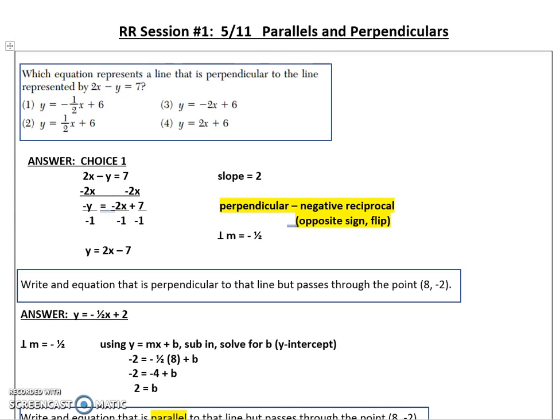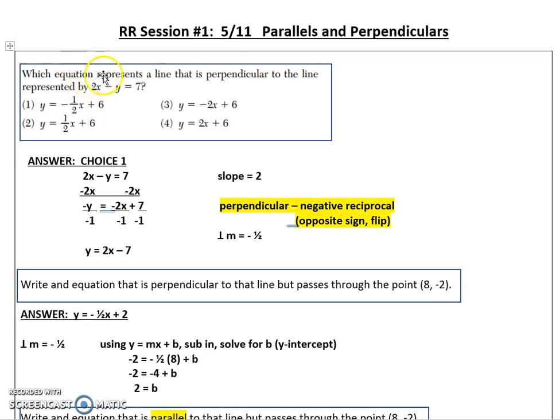Hello there. We're about to just review very quickly parallels and perpendiculars. This is Regents Review session number 1 preview video. We're going to talk about parallel and perpendicular today. So these are the types of questions that you're going to see pertaining to parallel and perpendicular. I would suggest that you write down everything that's on this, but certainly it's your choice.